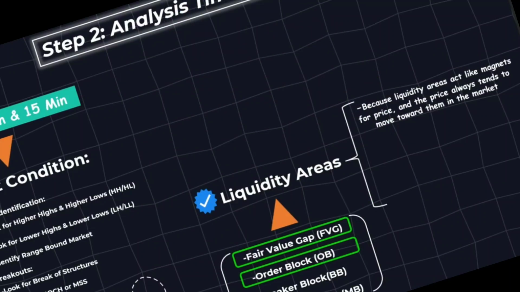Drawing price toward them in the market. Also, smart money and market makers use these areas to fill their positions and move prices in their favor. By including liquidity areas in your analysis, you can avoid getting trapped.